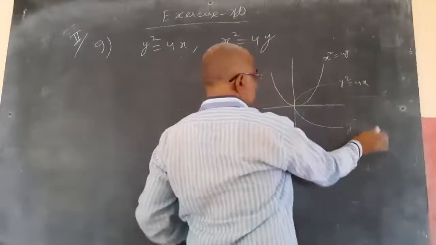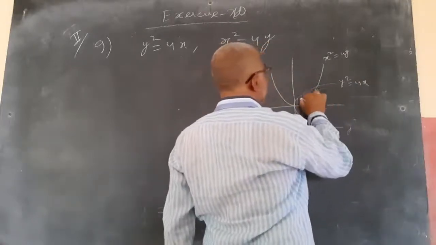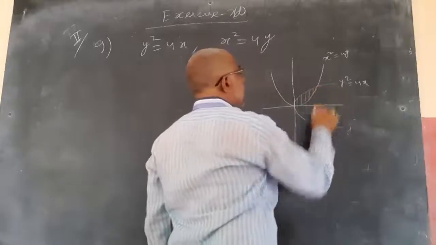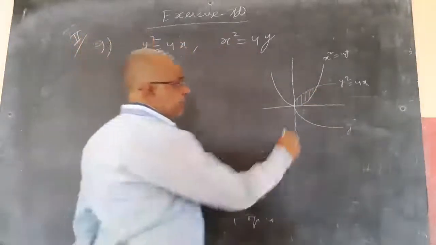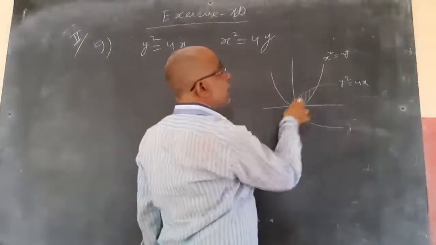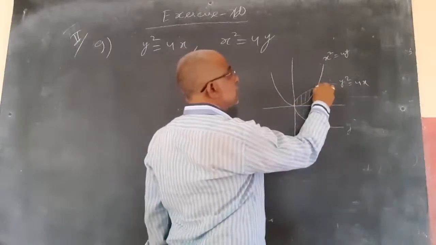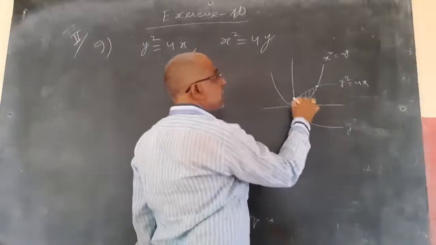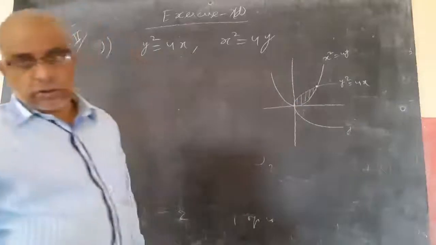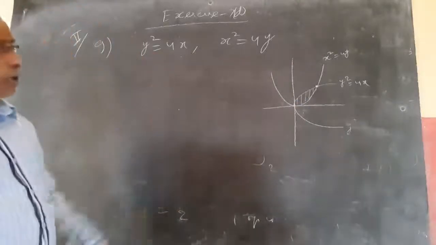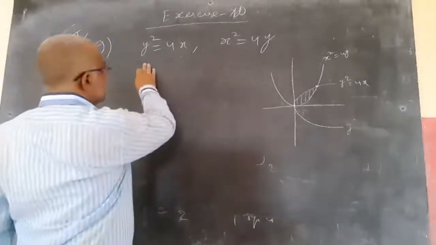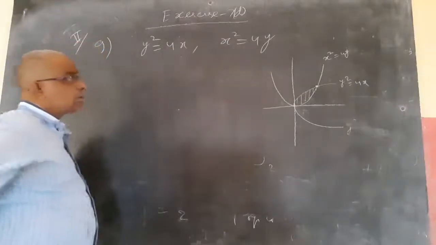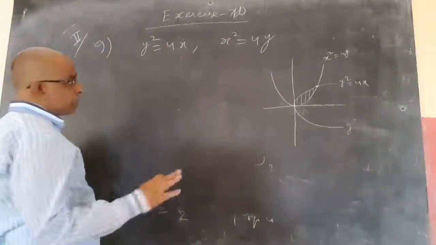Now I find the area between the two curves. Area between the two curves means this area. So like the previous sum, same, I can take upper curve minus lower curve between these two limits. So the only thing I need is the two limits. Here I know 0, 0 because both are passing through the origin, but I need to find the second point. So I take both, y square equal to 4x and x square equal to 4y, together.